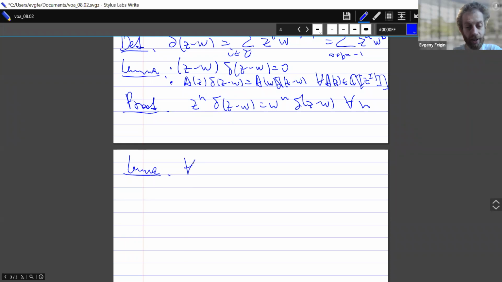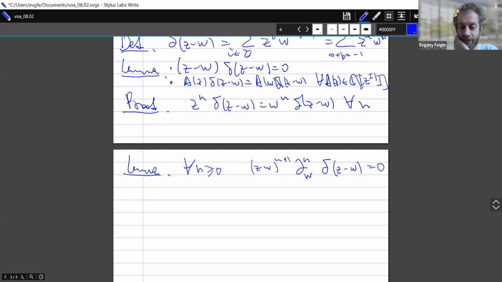So saying that for any n greater than 0, if you take the nth derivative of delta with respect to w, and then you multiply it with (z minus w) to the n plus 1, then you get zero.